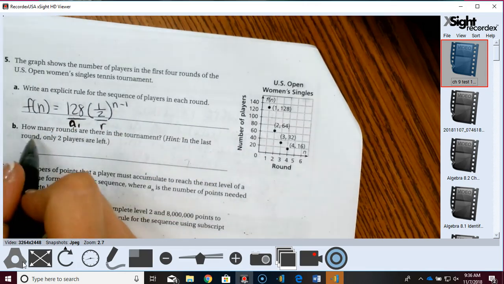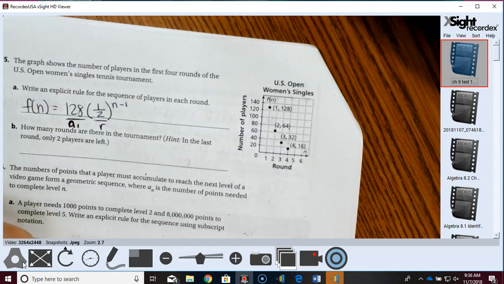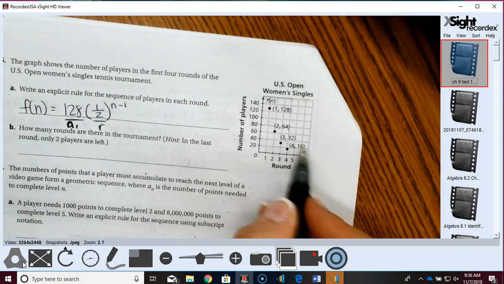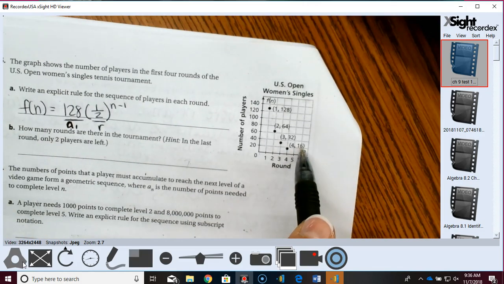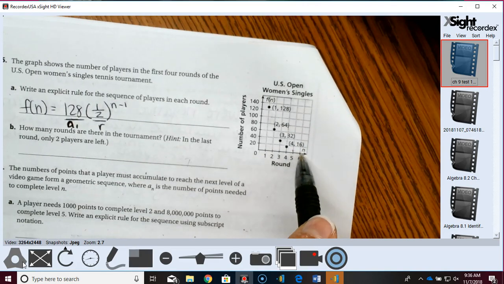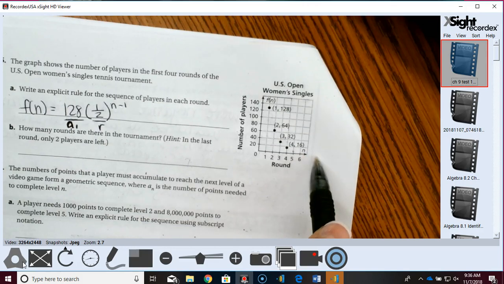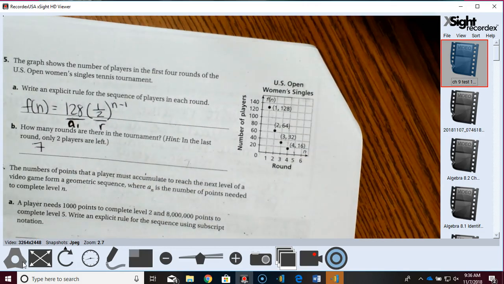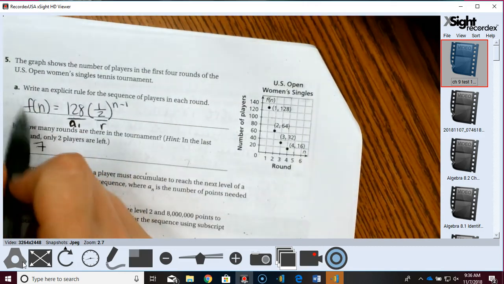All right, so how many rounds are there in the tournament? Hint, in the last round, only 2 players are left. If only 2 players are left in the last round, we're looking for it to be 2. Well, 16 divided by 2 is what? 8. We're going to have 8, and then 8 divided by 2 is 4. And then 4 divided by 2 is 2. It's going to be 7. Could I do this with math? Yeah. So f of n is going to end up being what?